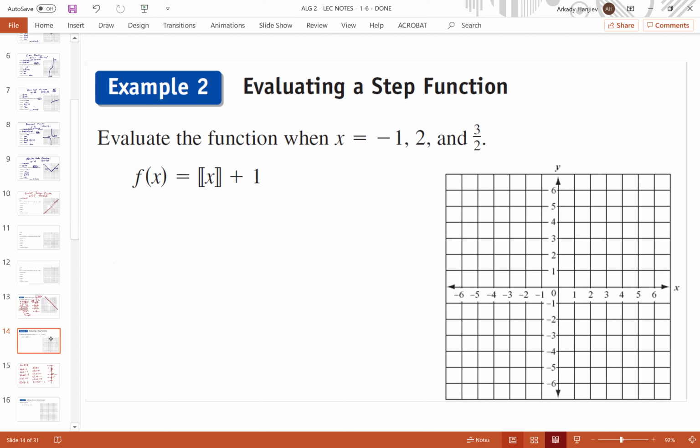So notice this is the greatest integer function, but then you can add stuff to it as well. You can add 1 to it. You can actually have a multiplier in front of it as well. You can do a whole bunch of stuff.